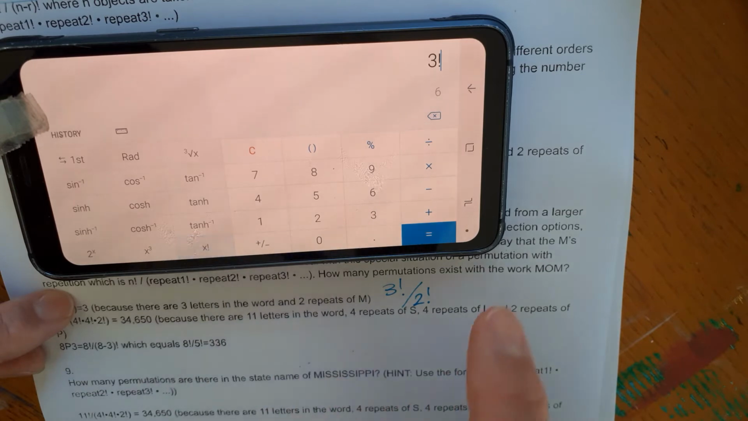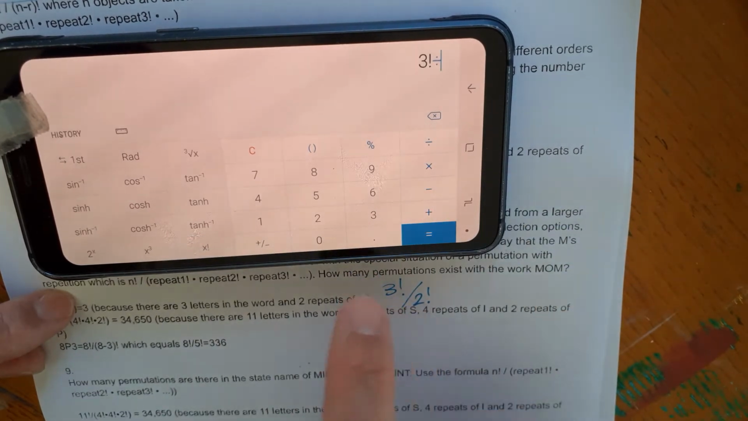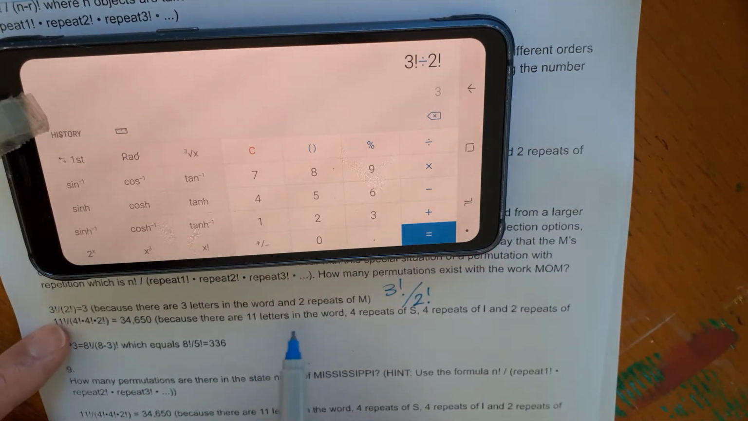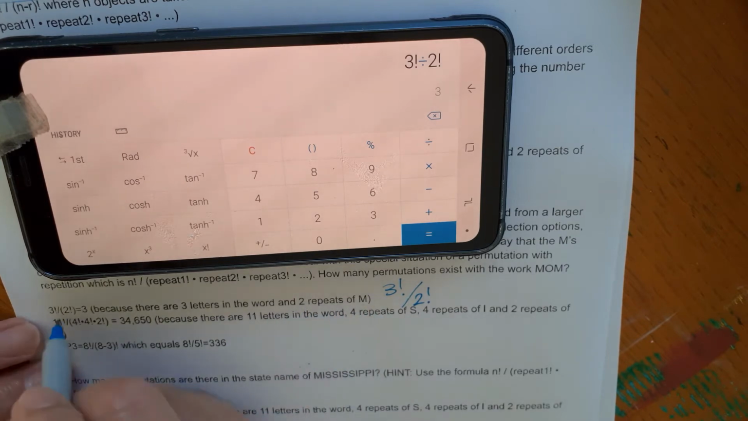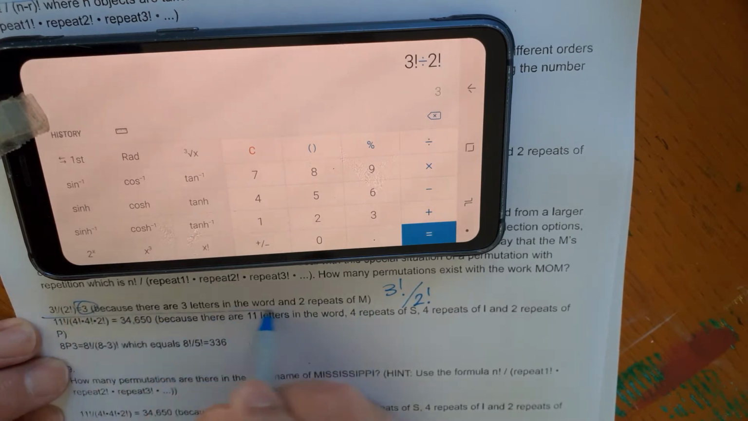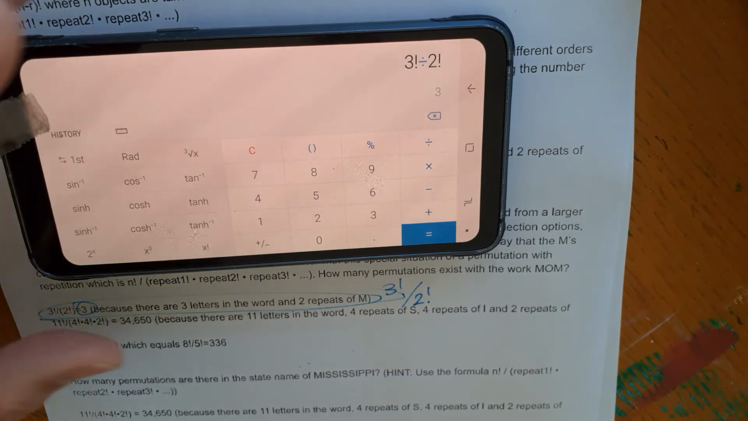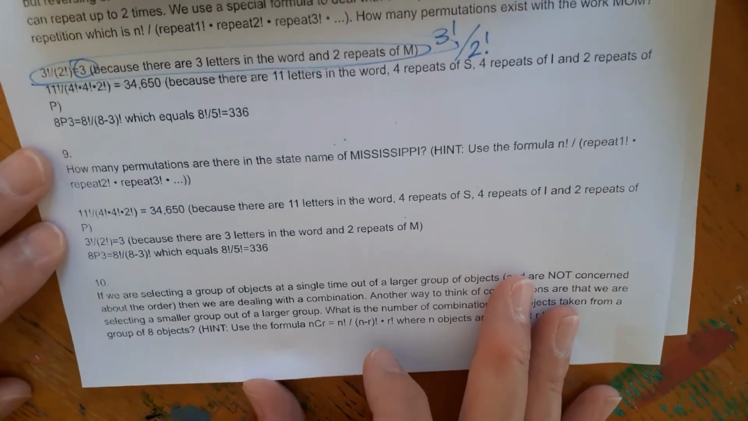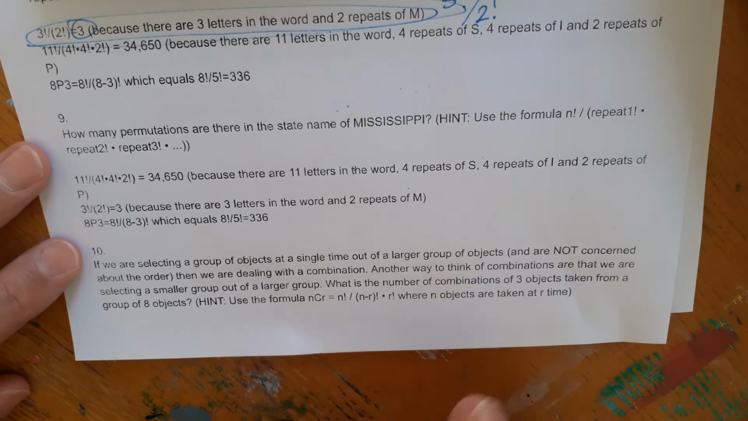All right? 3 factorial divided by 2 factorial. And trust me, if it's the first time you're seeing some of these things, you didn't know they existed. So the answer is 3, because there are 3 letters in the word and 2 repeated M's. Here it is right here, there's the 3. Remember, on mine they all show up on the first option. For yours, they're going to be randomly put into the options.